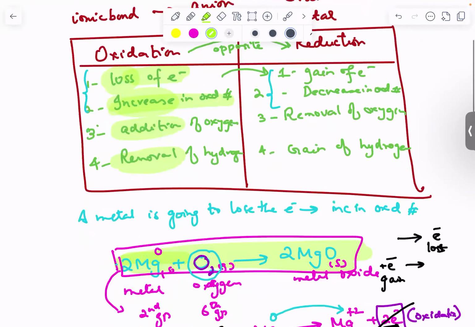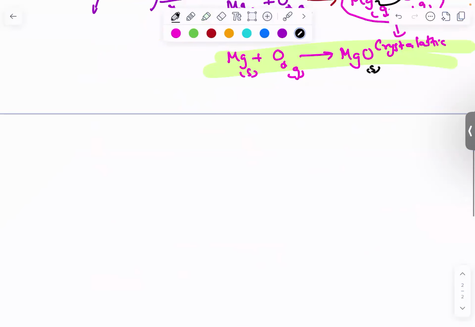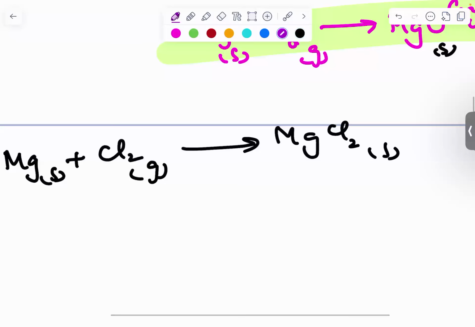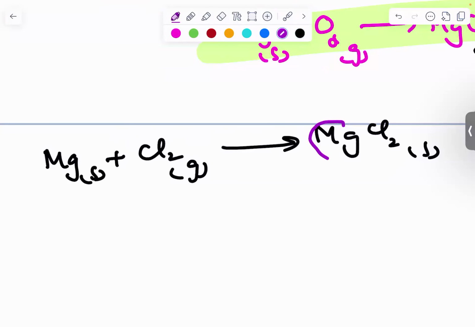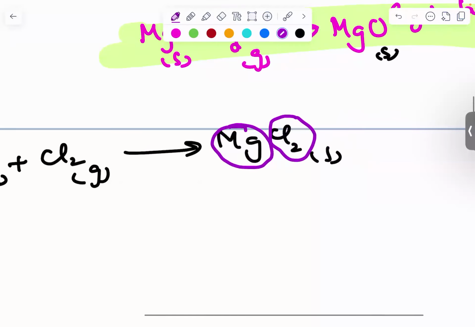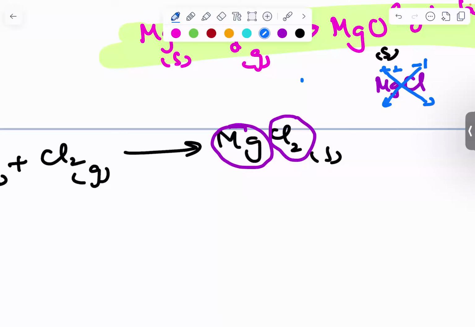Good. There is another example given in your book, that is Mg solid plus Cl2 gas forming MgCl2 solid. This follows the same rule, because this is an ionic compound. Why? Because it has been made between metal and non-metal. If you dissect MgCl2, you know how it is made? Because Mg has a charge of +2 and Cl has a charge of -1. So cross multiply and you get MgCl2. Are you getting my point?